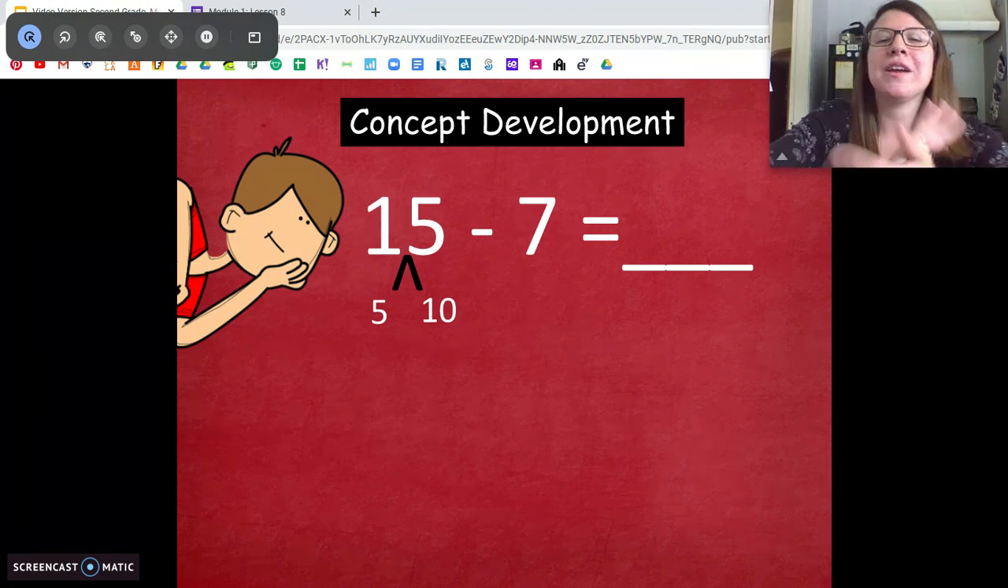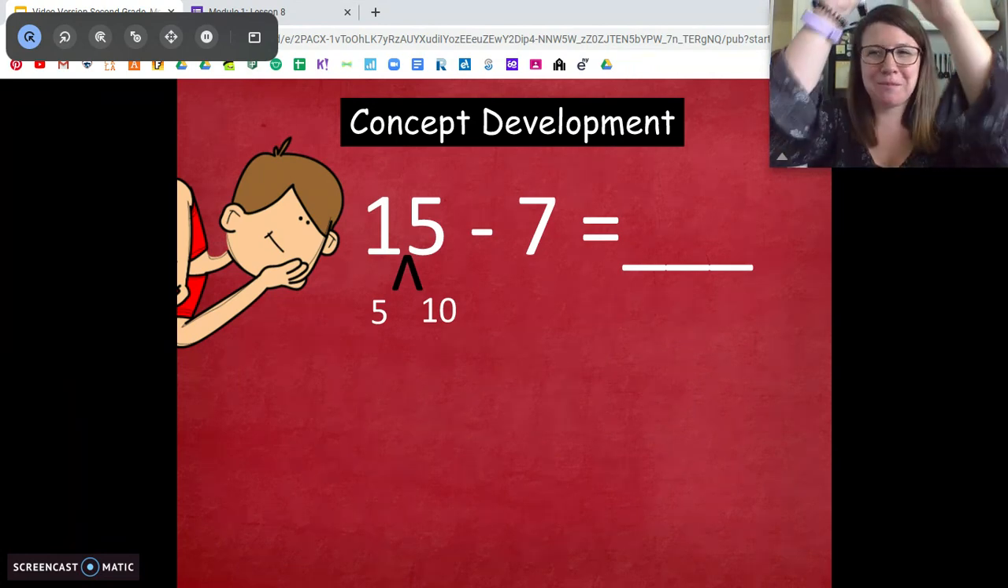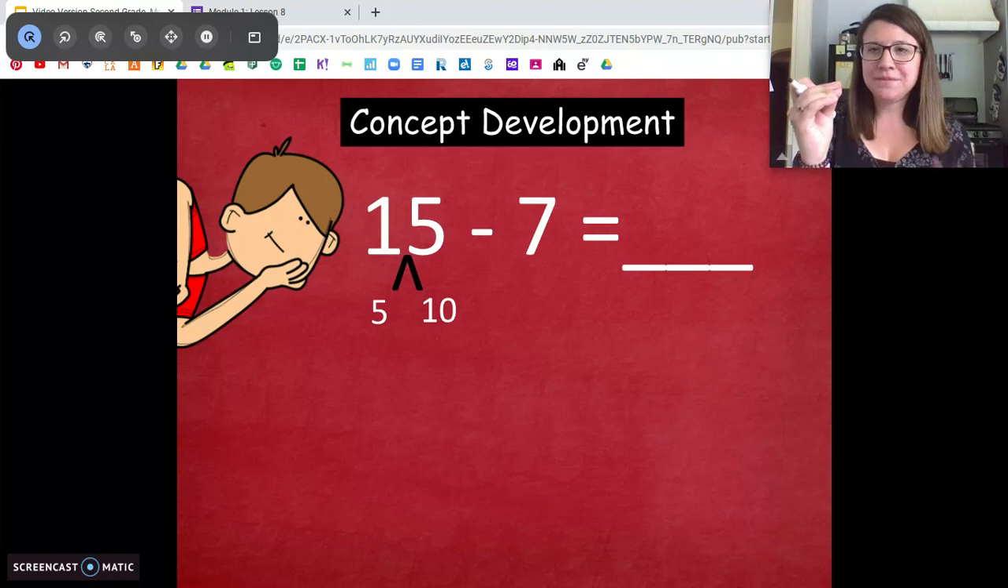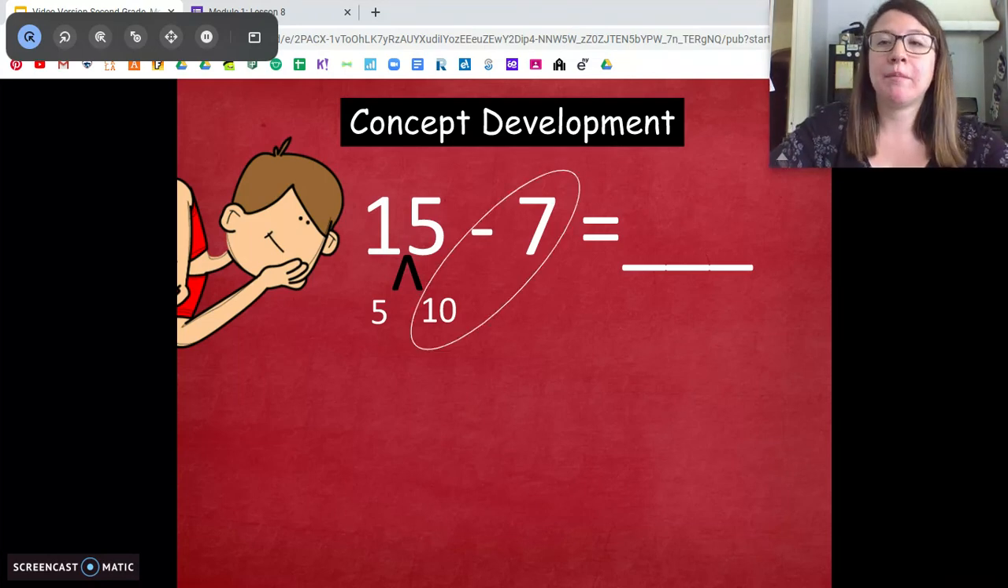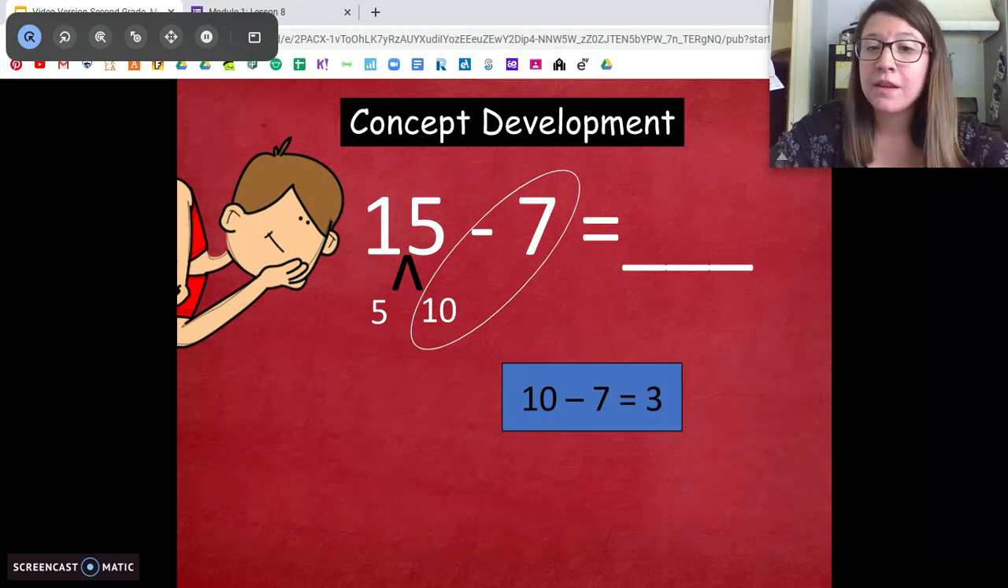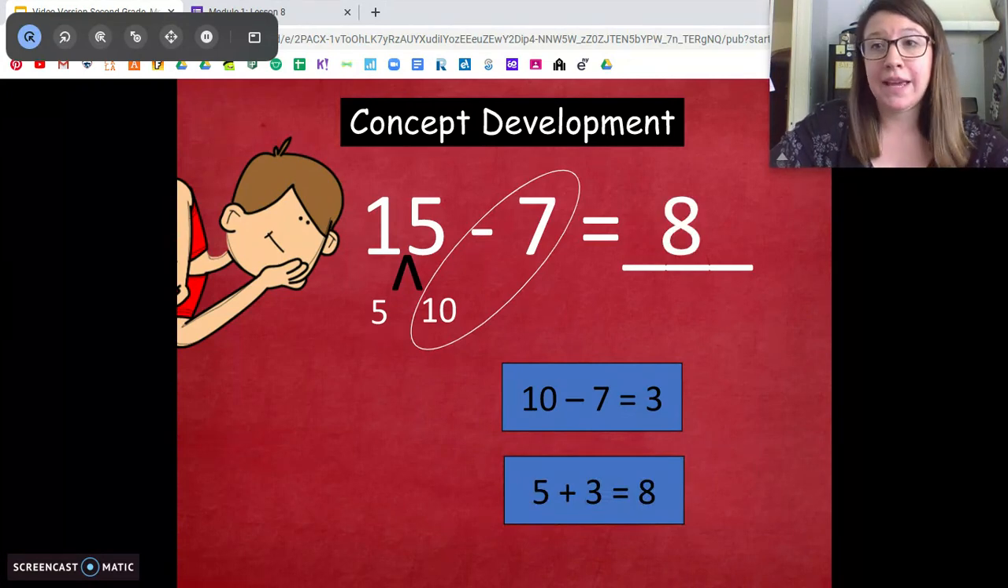Ready? All right, let's go over it. 15 minus 7. We're going to break apart 15. We took out our 10. We have 5 extra ones. We know that. Minus 7. So we're going to do 10 minus 7. We know that equals 3. Then we're going to add what? 5 plus 3 to get to 8. Good. So our answer is 8.